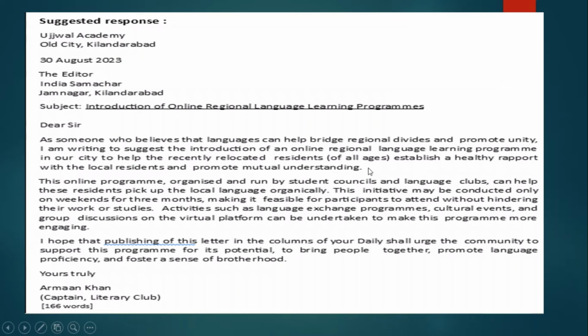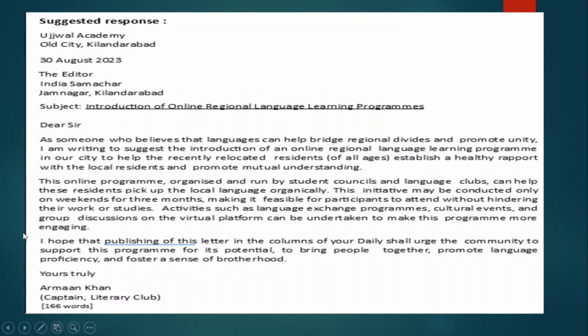So what am I suggesting after that? So this online program, how will it help? This is the main body of the letter. This online program, organized and run by student council and language clubs, can help these residents pick up the local language organically. So this is how the language program is going to help, that I mentioned in the main paragraph.